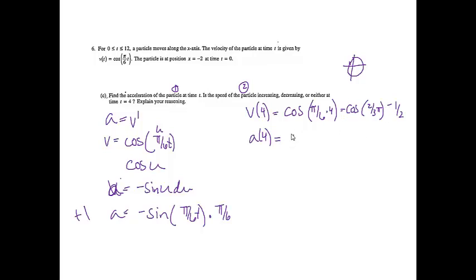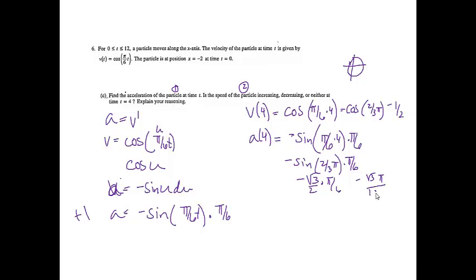And the acceleration is going to be negative sine of pi over 6 times 4 times pi over 6. And that will be negative sine of 2/3 pi times pi over 6. And the sine of 2/3 pi is going to be the square root of 3 over 2. And up here the sign is positive, so this is actually going to be negative square root of 3 over 2 times pi over 6, which gives me negative square root of 3 pi over 12.